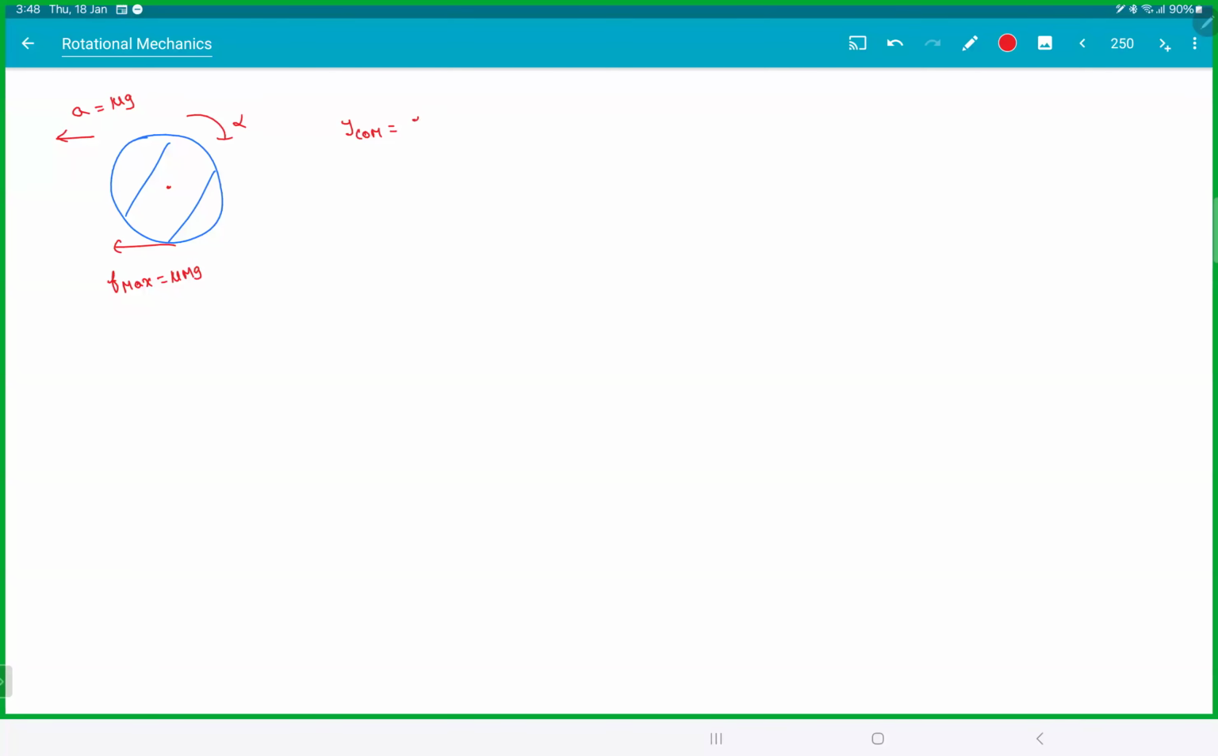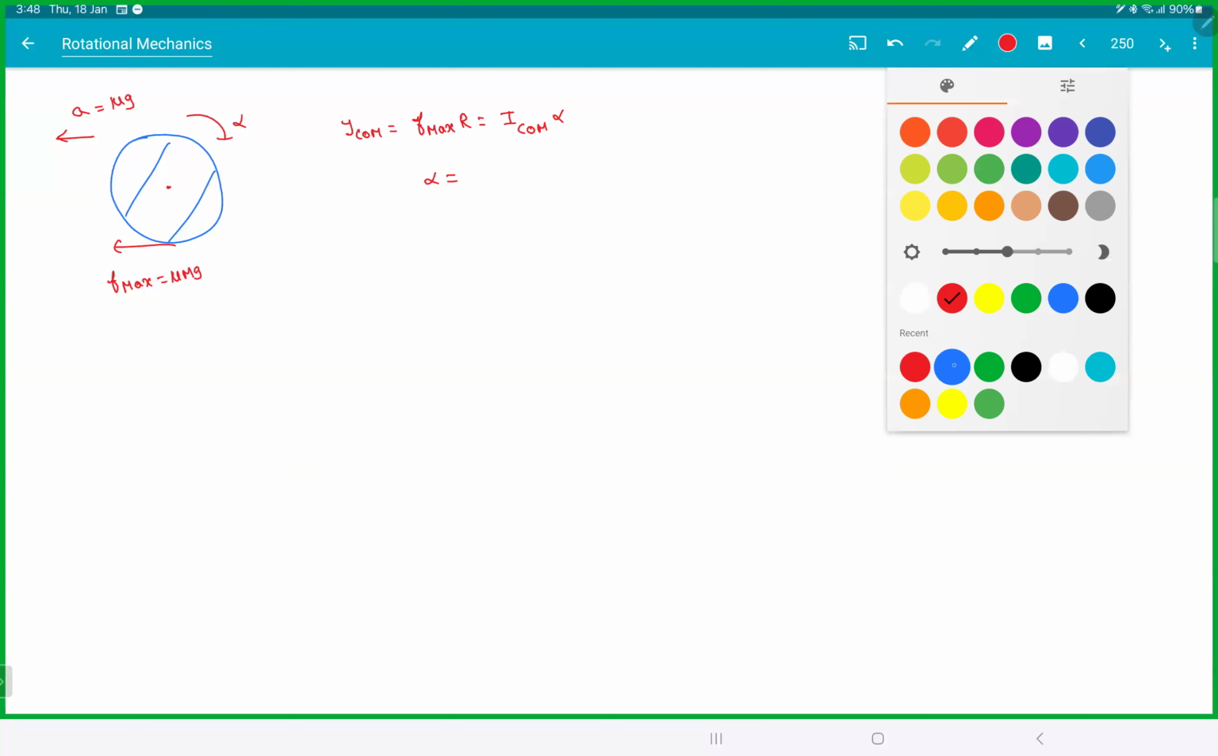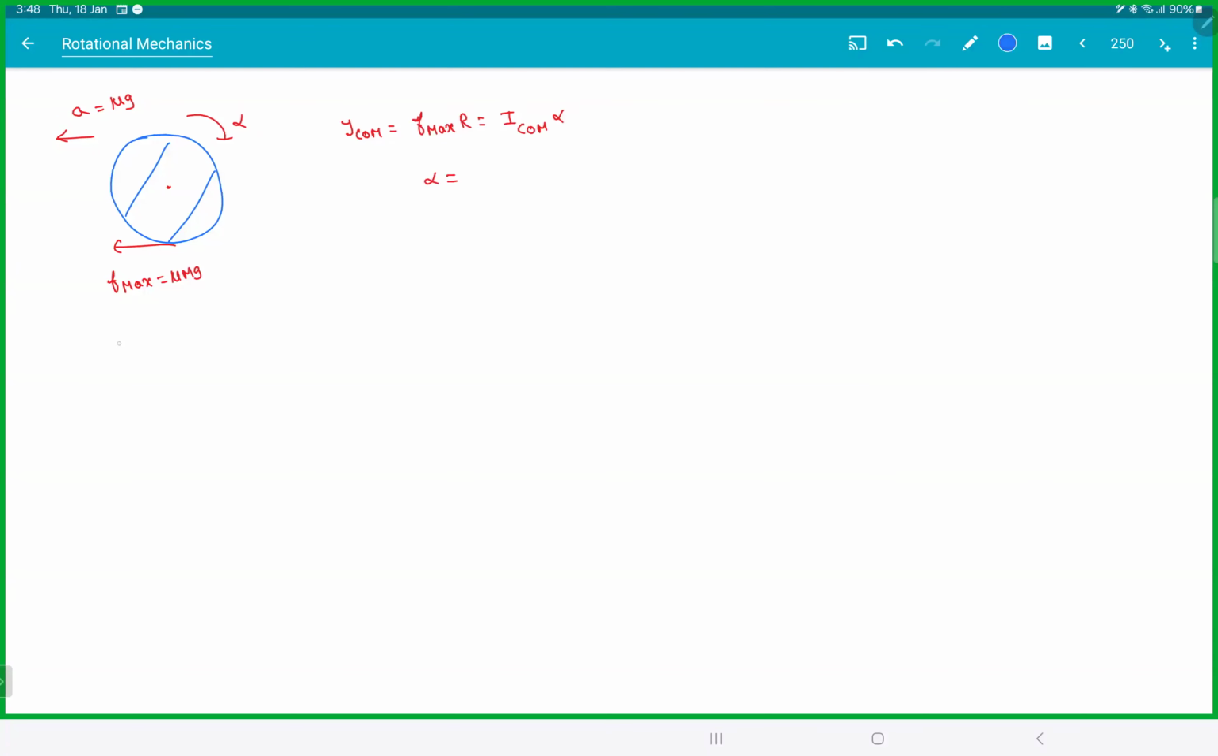Torque about center of mass will be F max into R is equal to I COM alpha. From here, you get alpha. And then you write V final is equal to V minus mu g t. Omega final is omega minus alpha t. And then you write V final is equal to R omega final. This is one way to do. यहाँ से time आ जाएगा and V final भी आ जाएगा. But this is long. Faster way is this.